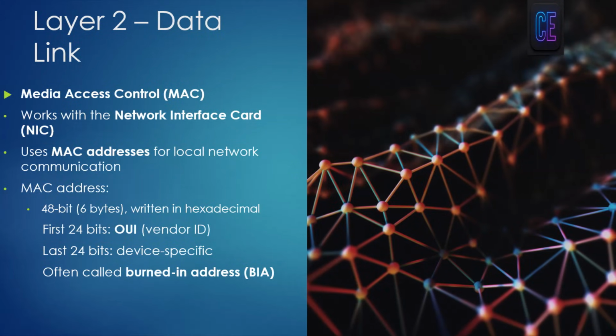Media access control, MAC, works with the network interface card, and it uses MAC addresses for local network communication. A MAC address is 48 bits, 6 bytes, and is written in hexadecimal. The first 24 bits are the vendor ID, the last 24 bits are device specific, often called the burned-in address. At this layer, the PDU is a frame.